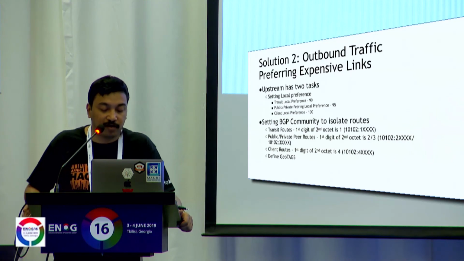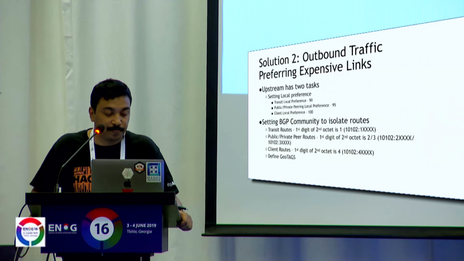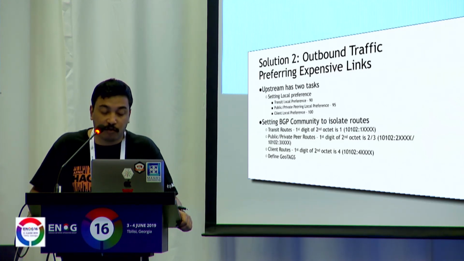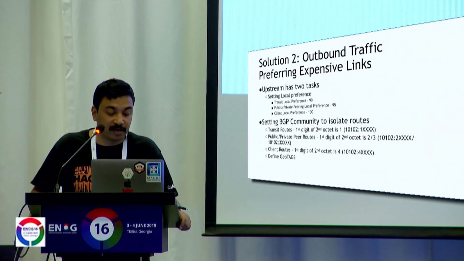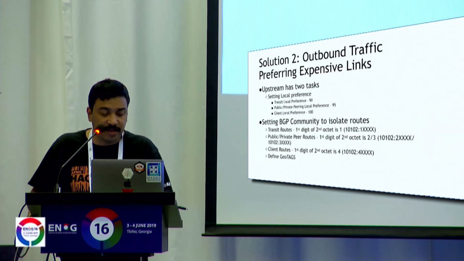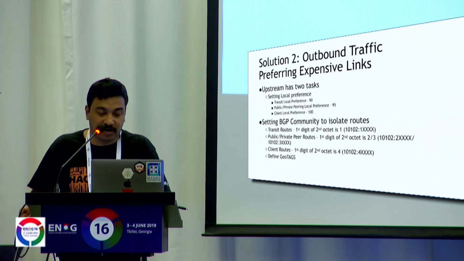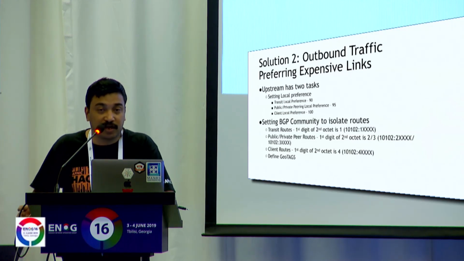10102:2XXXX. I'll define what the rest of the four Xs are later. Then we can define the client routes with the first digit of the second octet as four, so 10102:4 and other numbers. Then we can define more geotags to encode where the originating place of that route is, or where you have connected with the customer from which the routes are being learned.